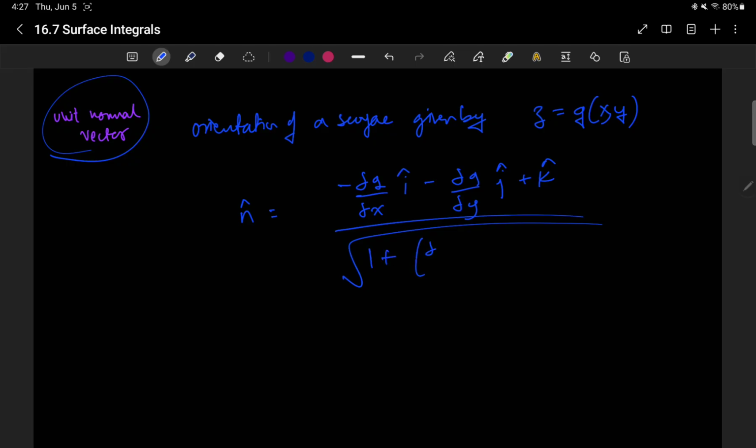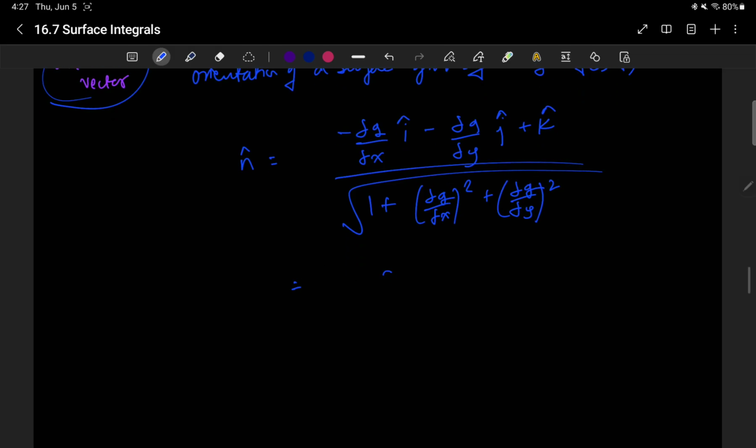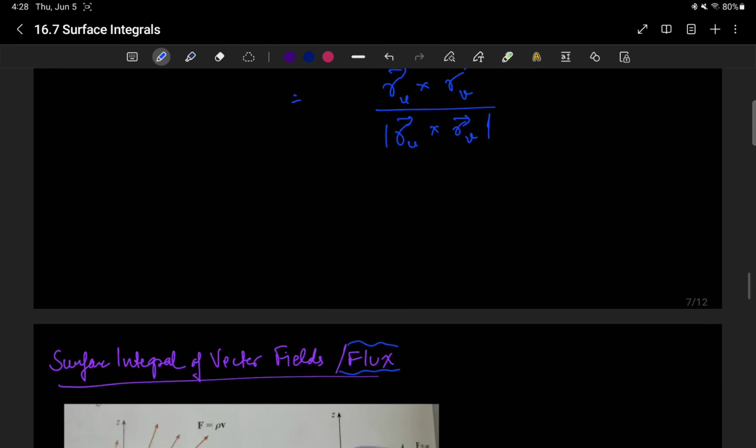And we get the square root of this because to convert a vector into a unit vector, you need to divide by the magnitude, where this, you recall, is essentially the cross product of the tangent vectors divided by its magnitude. Which makes sense because how you get a normal vector is you take the cross product of two vectors in the plane, which in this case are the two tangent vectors.